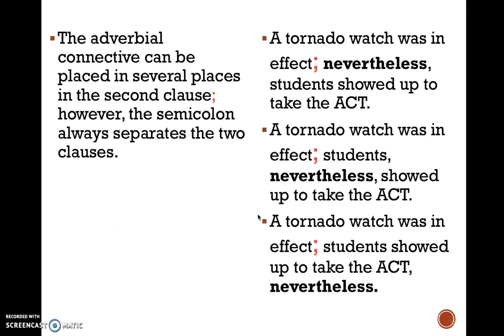That adverbial connective can also just move around, okay? The semicolon still is just going to separate the two clauses, but take a look at this. A tornado watch was in effect; nevertheless, students showed up to take the ACT. So let's move around that adverbial connective. A tornado watch was in effect; students, nevertheless, showed up to take the ACT. Notice how when we use nevertheless after the subject of the second independent clause, nevertheless is separated by commas, because we're saying, hey, this is a non-essential element. We could take it out.